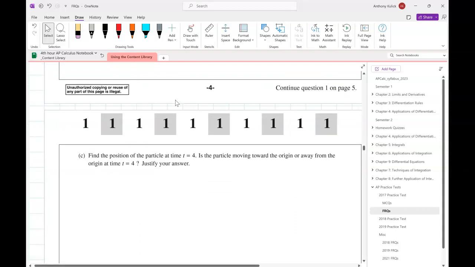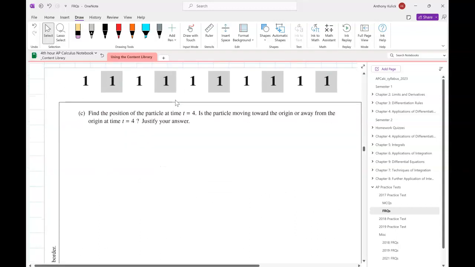Yeah, no problem. For part C, this is a 4-point problem because it's actually asking you to do quite a bit. It says, find the position of the particle at time t. Is the particle moving toward the origin or away from the origin at time t equals 4, justify your answer. So let's start by finding the position first.